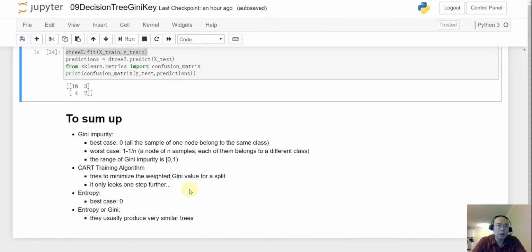Okay, and then we also talked about entropy. For the entropy, the best value we can find should be 0. However, in the worst case, the entropy can have even higher values, higher than 1. And Gini versus entropy, the answer is it doesn't matter. Usually you just pick the Gini, and both algorithms will give you very similar decision trees, if not exactly the same tree.